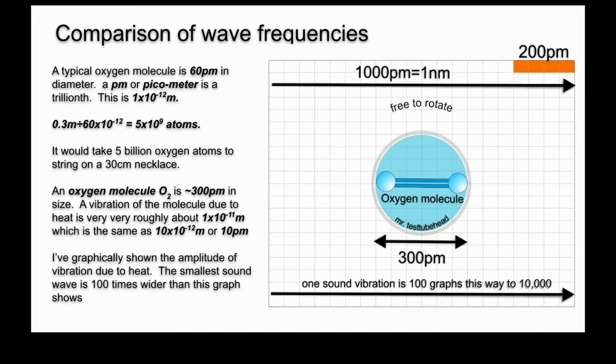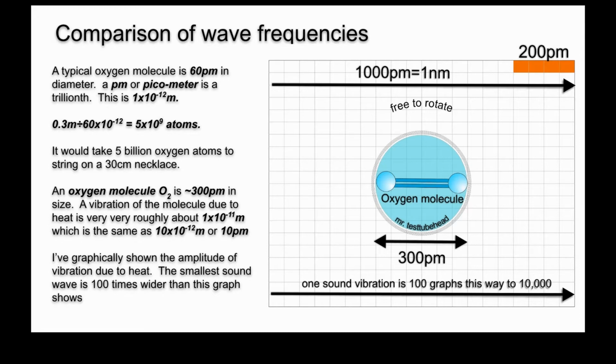Now let's take a look at those wave frequencies and compare them to the size of atoms. A typical oxygen molecule is 60 picometers in diameter. A picometer is a trillionth. So that oxygen molecule would be 60 times 10 to the minus 12 meters across. How tiny is that? Well, let's say your neck is 30 centimeters. We divide it by 60 times 10 to the minus 12, and we get about 5 billion atoms. It would take 5 billion oxygen atoms to string on a 30 centimeter necklace.